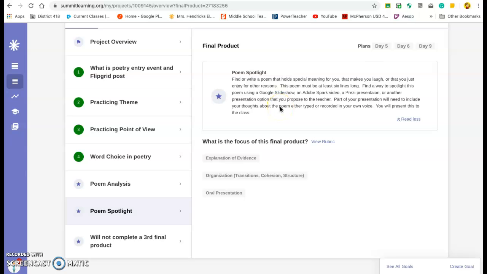You now all should have an Adobe Spark account. So if you want to try a video on there, some people are using Prezi, or if you have another idea, feel free to let me know. We will be presenting these next Thursday and Friday. So it's important that you're working towards having this project complete by then.